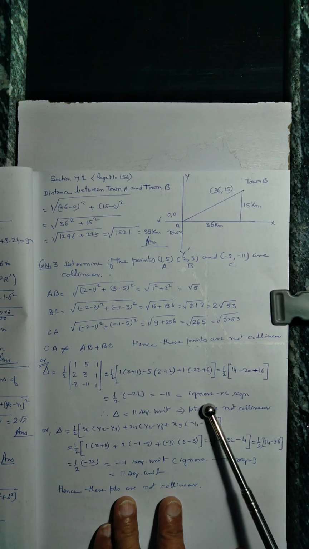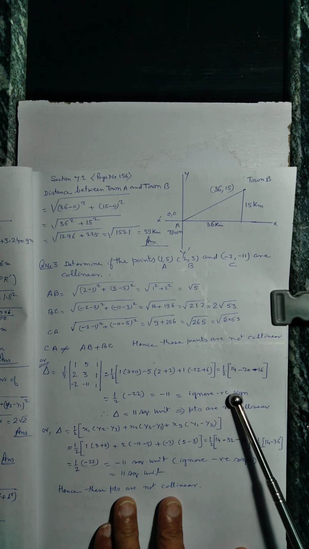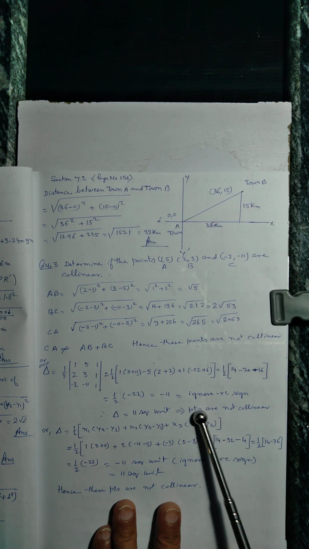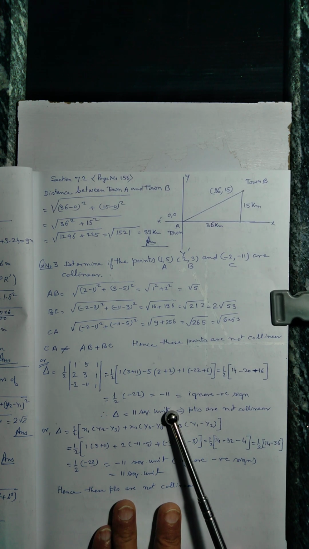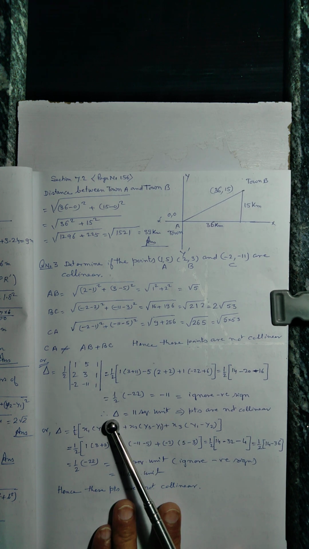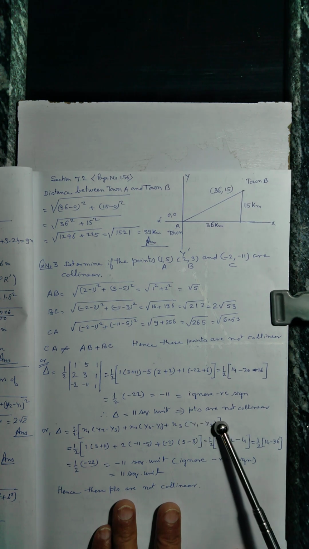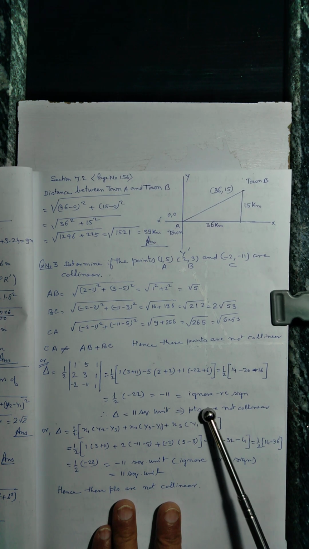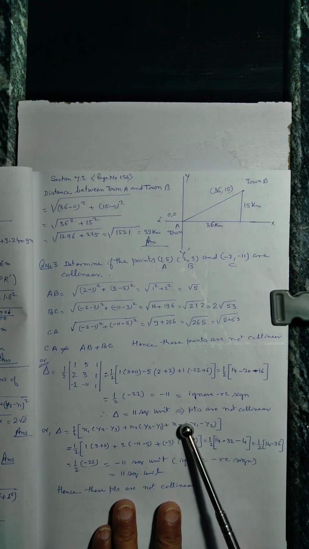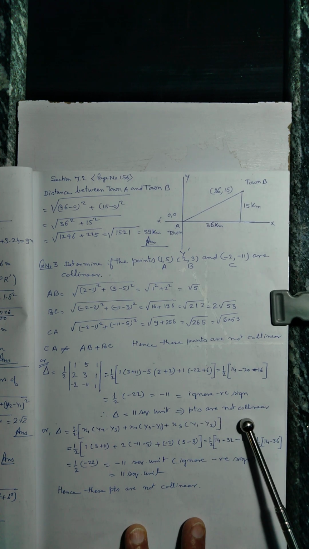Now we have to ignore the negative sign because the area cannot be negative. So we will have to take the positive value. So area of the triangle will be equal to 11 square unit. The points are not collinear. It means the area is not 0. Therefore the points are not collinear.